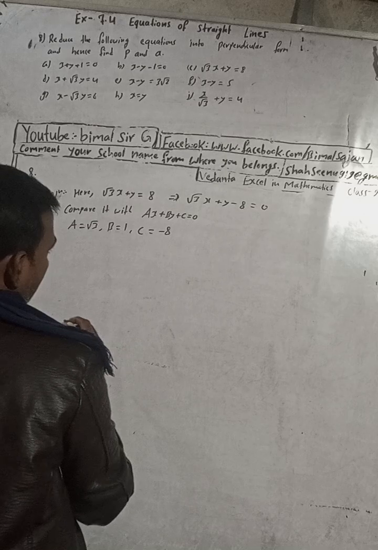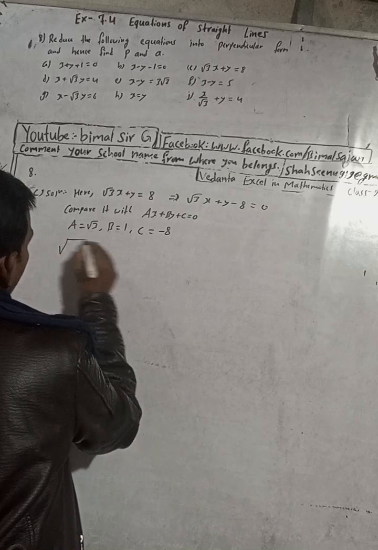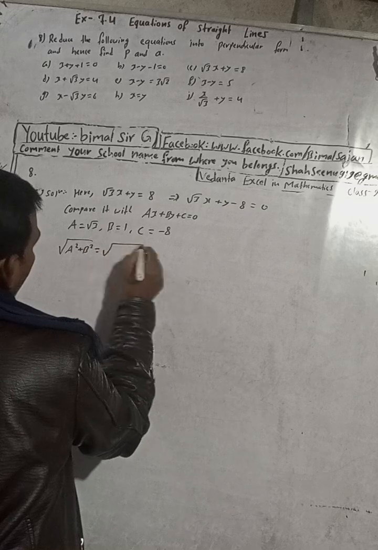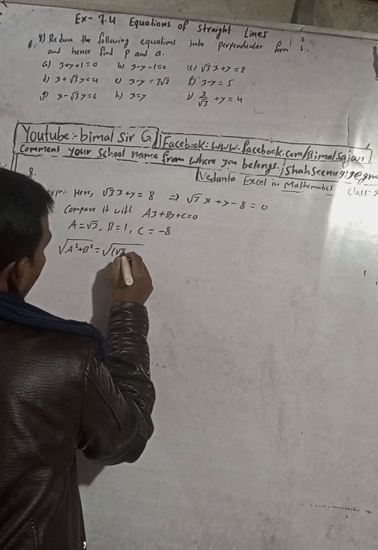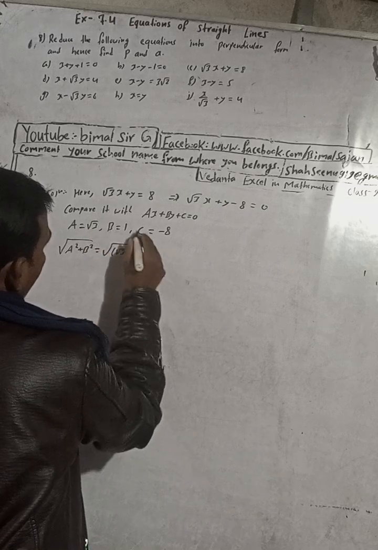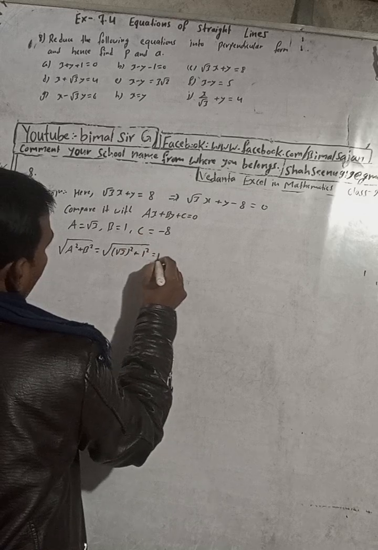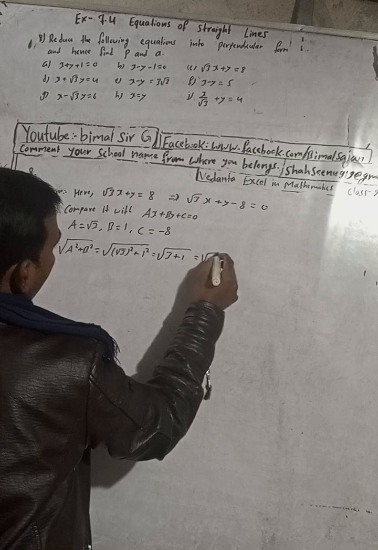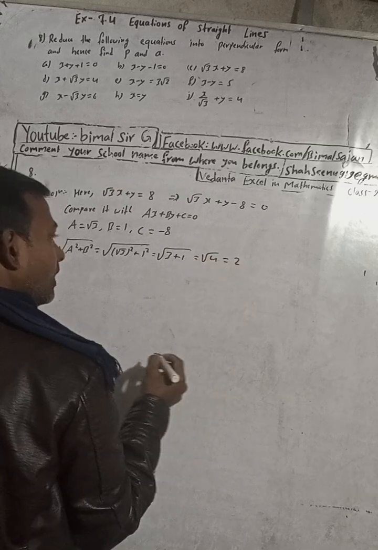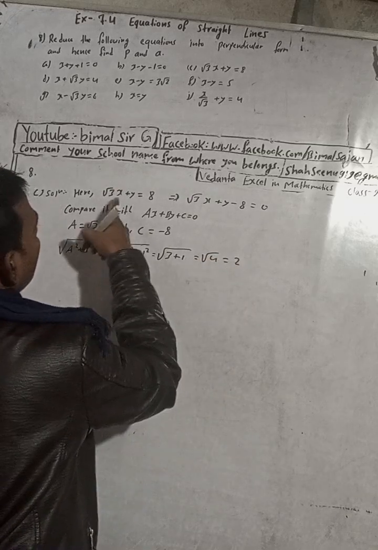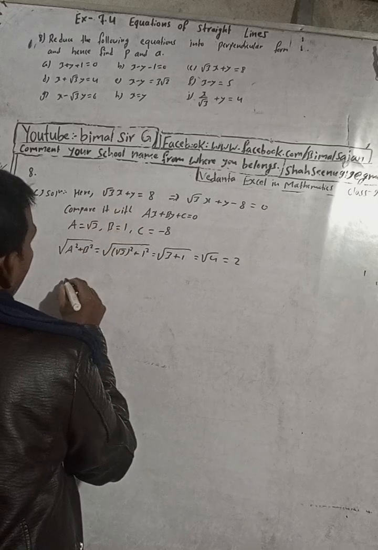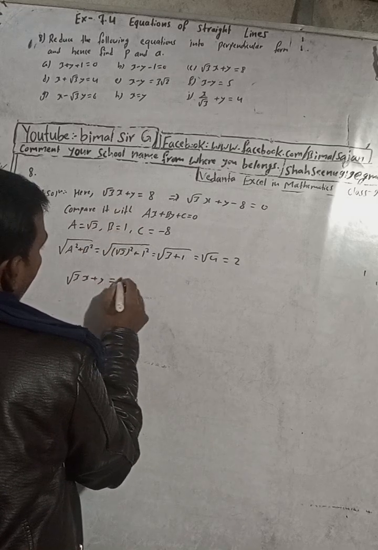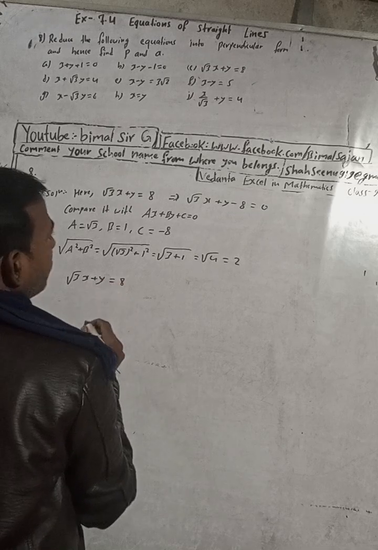Now we can do one thing. Find root under a square plus b square. So this is root of root 3 whole square plus 1 square, which is 3 plus 1, equal to root 4, so the value is 2. Now rewrite this equation in this form: root 3 x plus y is equal to 8. What can we do here?